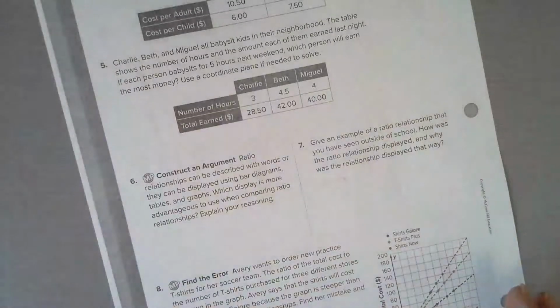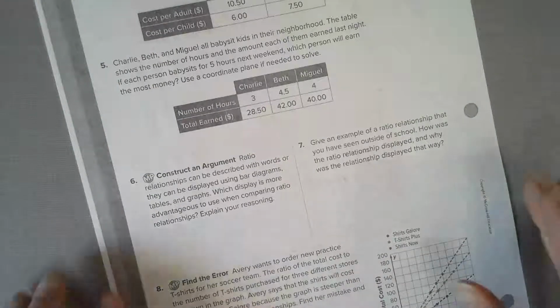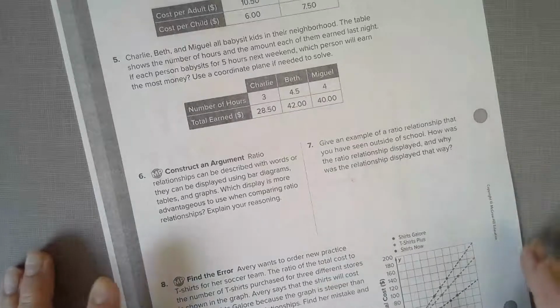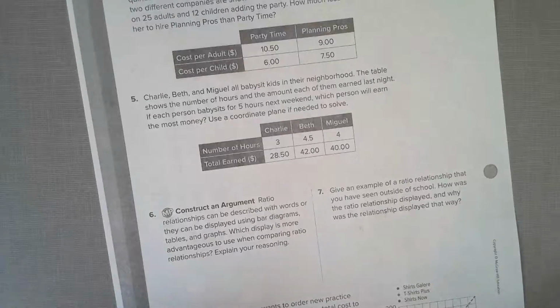Number 4 is a pretty quick problem. Mrs. Gonzalez wants to hire a catering company for her daughter's quinceañera. The ratios of the cost per person for a child and an adult for 2 different companies are shown in the table. Mrs. Gonzalez is planning on 25 adults and 12 children attending the party. How much less will it cost for her to hire the planning pros than the party time?